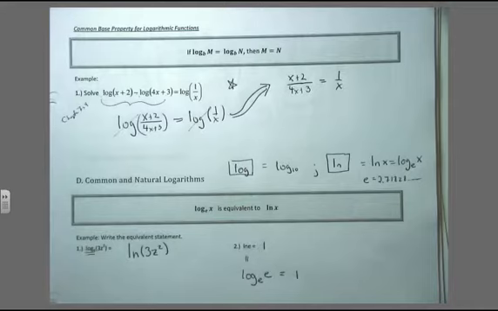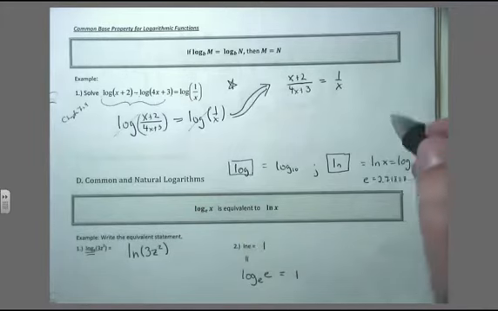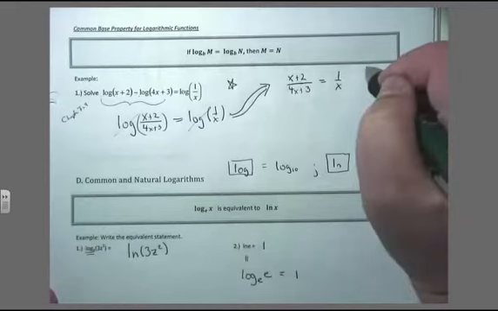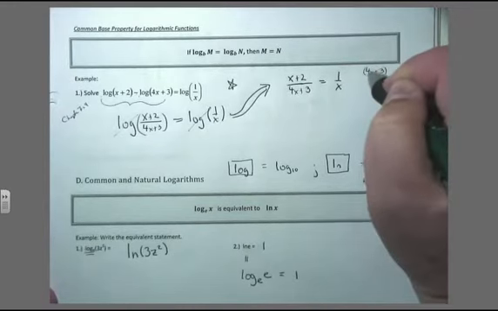But here's my question for you guys. How would you solve for x on this thing? X plus 2 divided by 4x plus 3 equals 1 over x. How are you going to solve for x? What would you do? All right, common denominator. What would your common denominator be? 4x plus 3 times x.